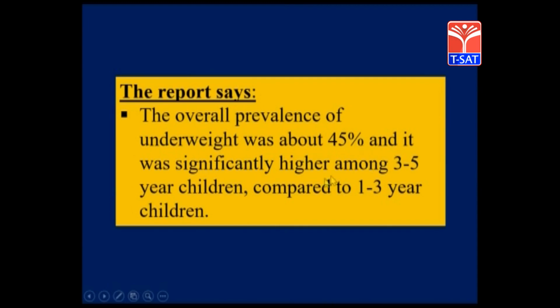It was significantly higher among the age group of 3 to 5 year children when compared to 1 to 3 year children. Means more underweightedness lies among the children who are in the age group of 3 to 5 years when compared to the children between 1 to 3 years.